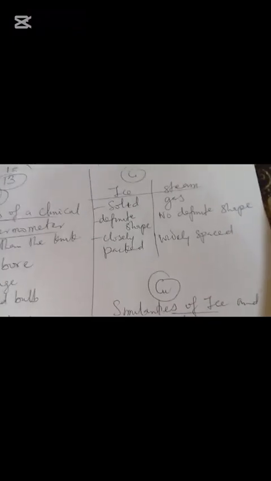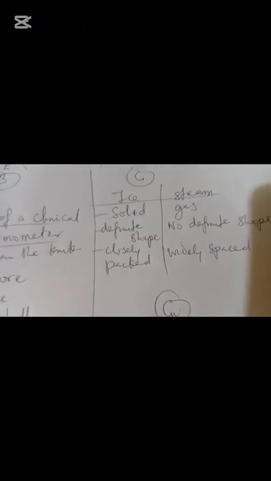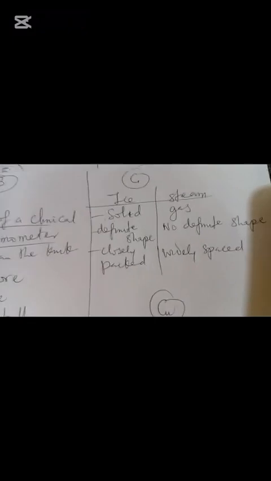When you talk about ice, you can remember your ice block. Once you remember your ice block, you remember the answer: ice is solid, steam is gas. And again, ice has a definite shape. But gas has no definite shape. It's more or less saying that the difference between solid and gas is what they are bringing out there.